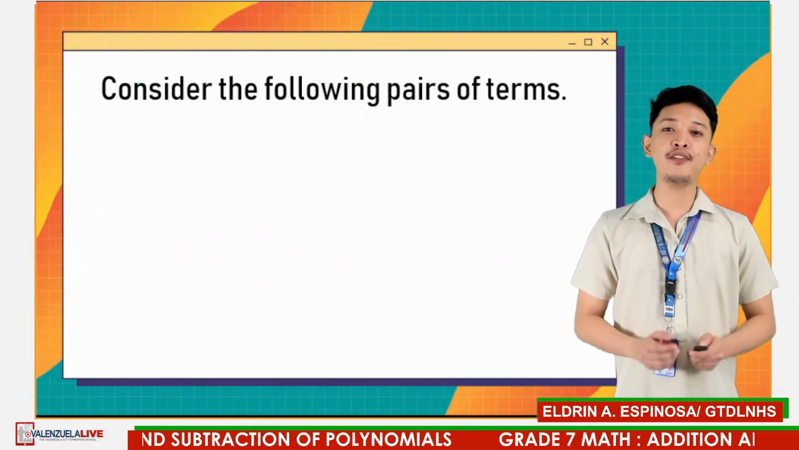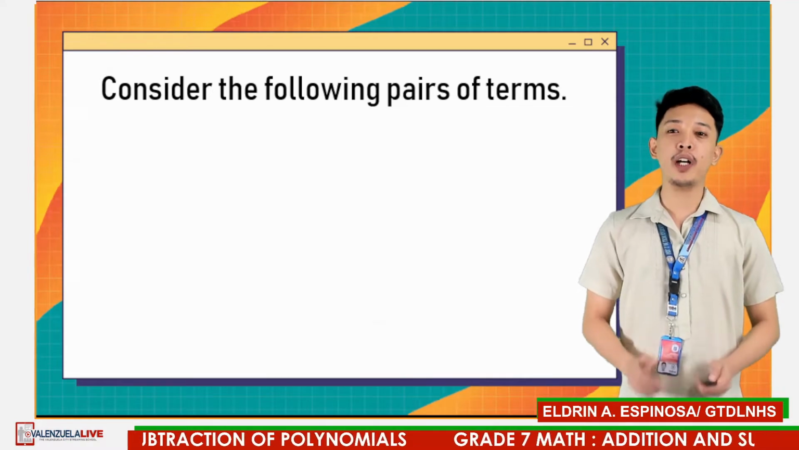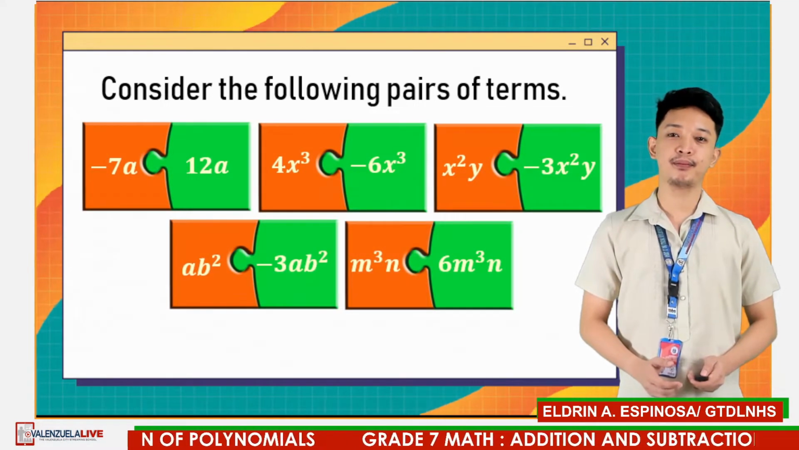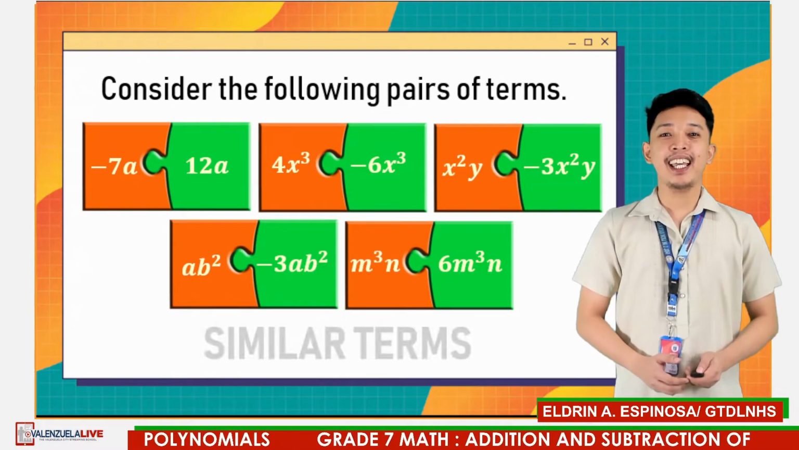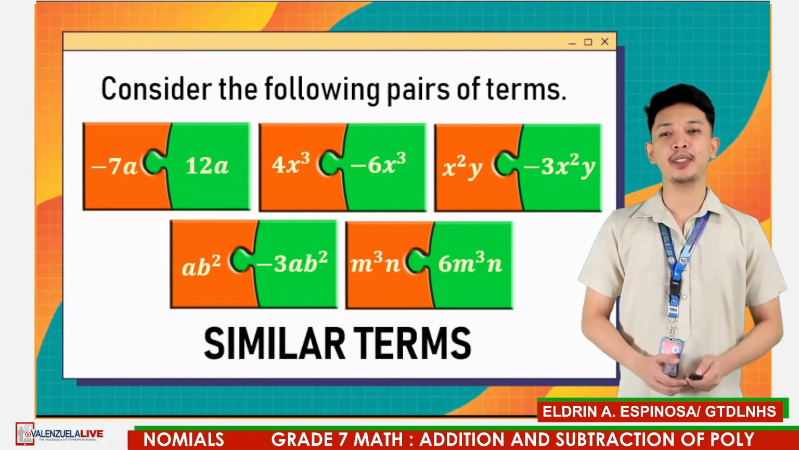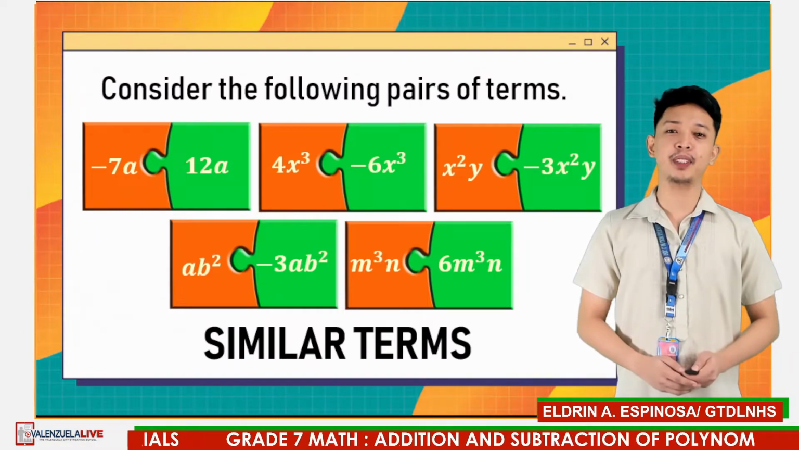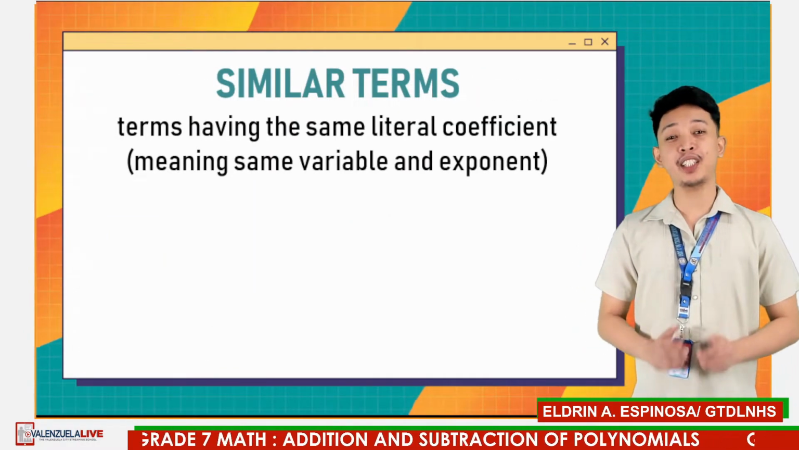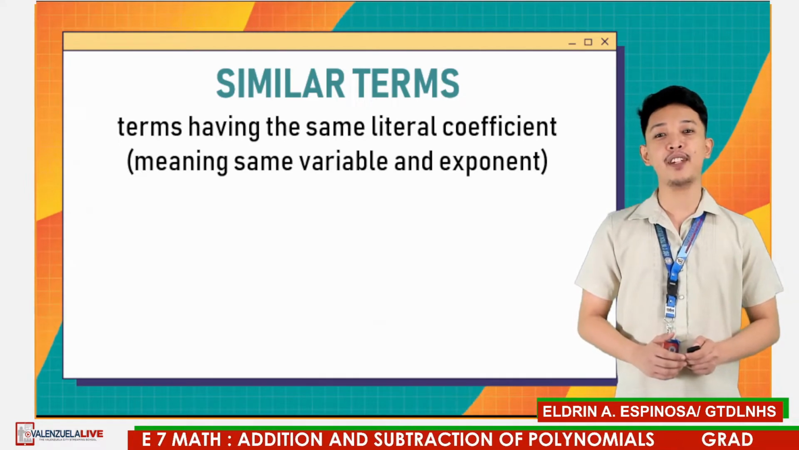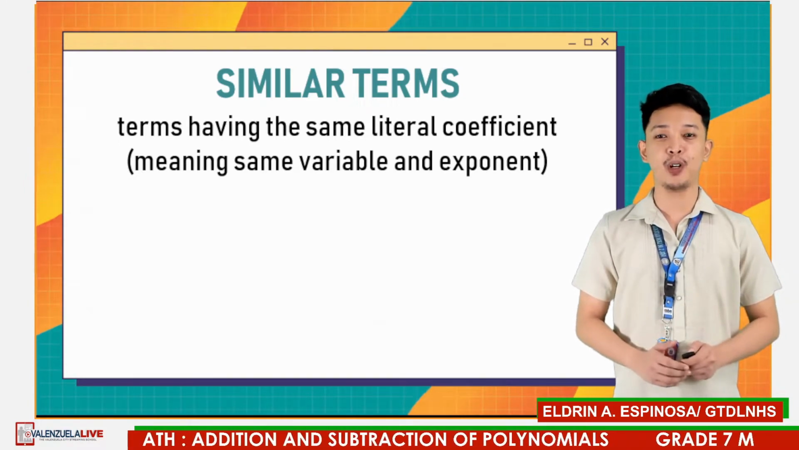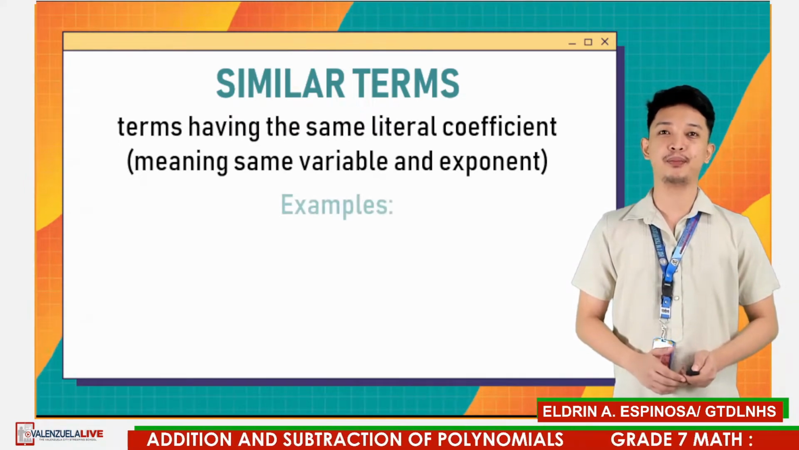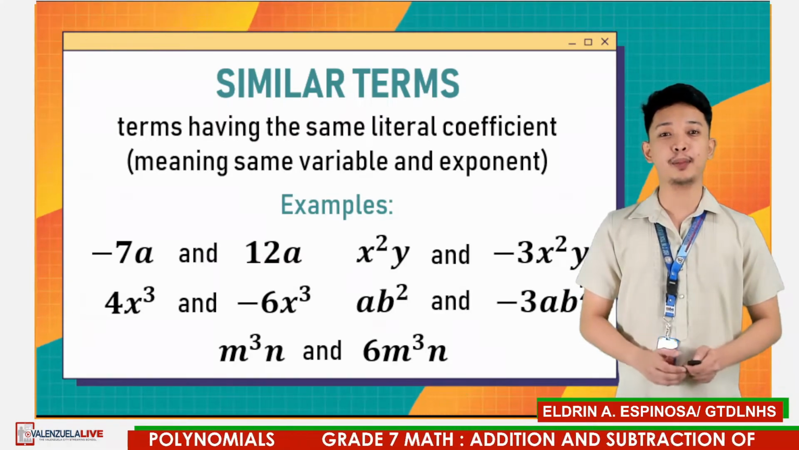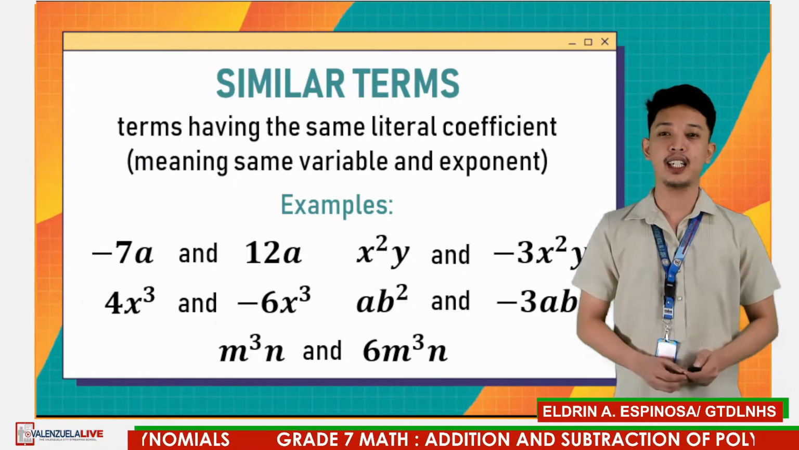Now, consider the following pairs of terms. What do you call these terms? All right. They are similar terms. And what are similar terms? Similar terms are terms having the same literal coefficient, meaning same variable and same exponent. These are the following examples of similar terms from our first activity.